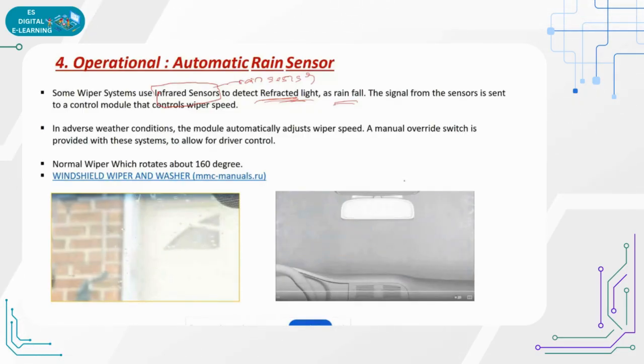The signal from the sensor is sent to the control module that controls the wiper system. And depending upon the weather conditions, the speed of the wiper will be adjusted automatically. So how will this happen? Whenever the switch depends upon it.